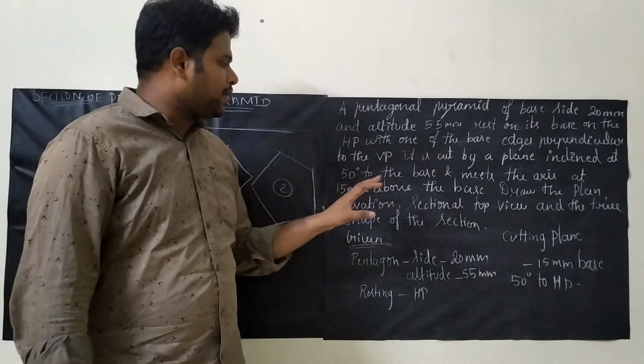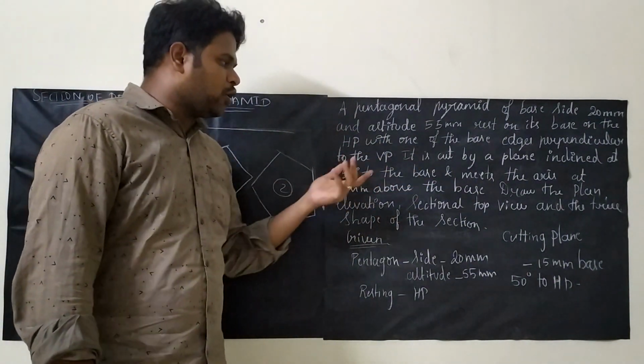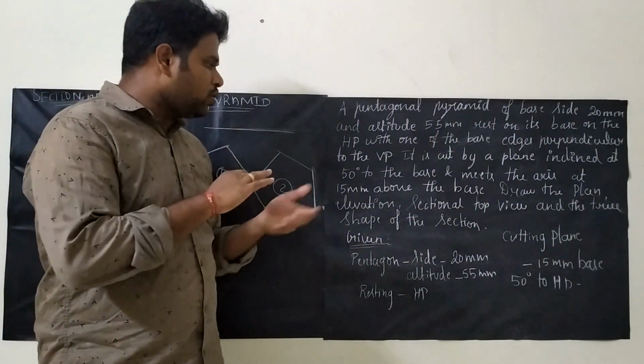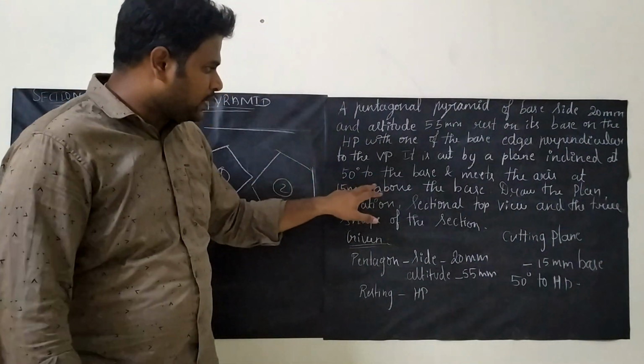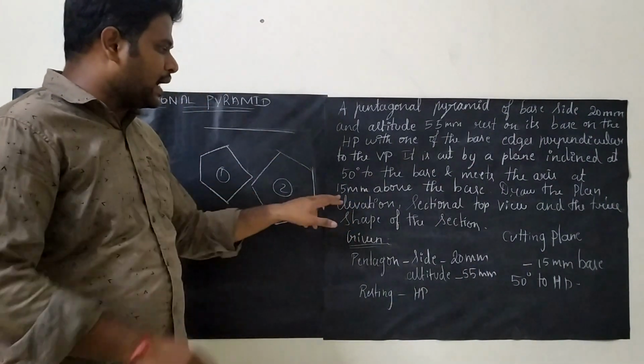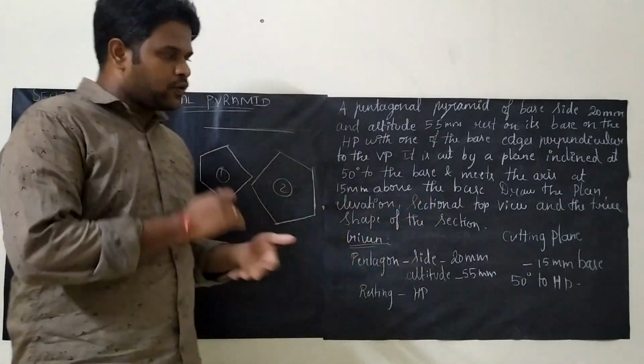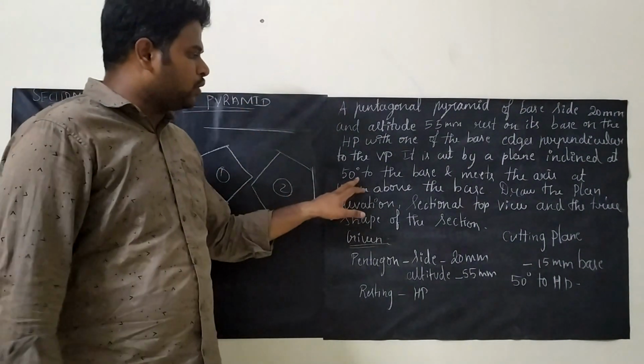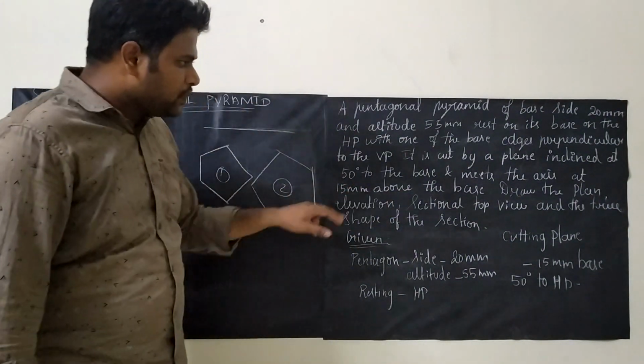Next thing is it is cut by a plane inclined at 50 degrees to the base. So we are going to cut the pentagonal pyramid at 50 degrees inclined to the base, and the plane will be meeting the axis at 15 mm above the base. So from the base for 15 mm we have to mark a point, and from that point we have to draw this cutting plane.